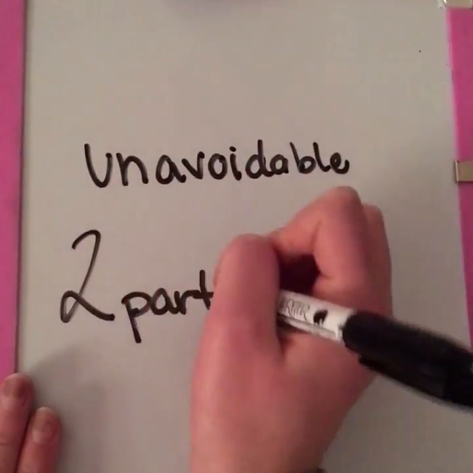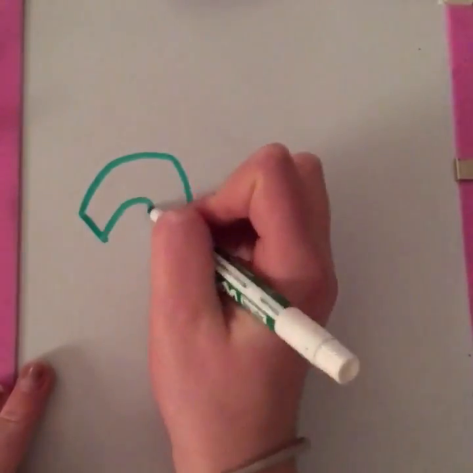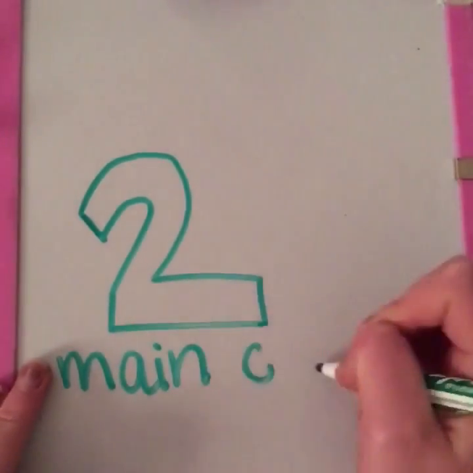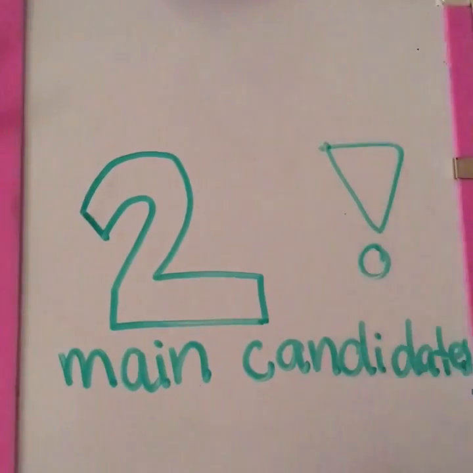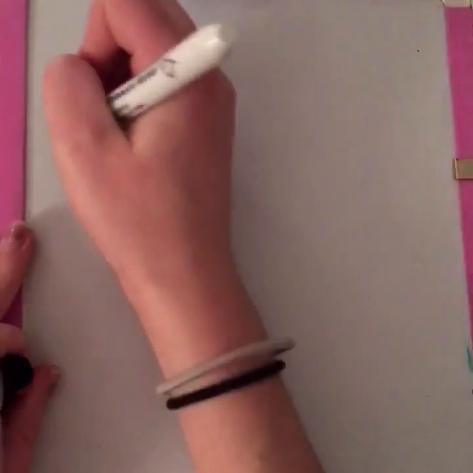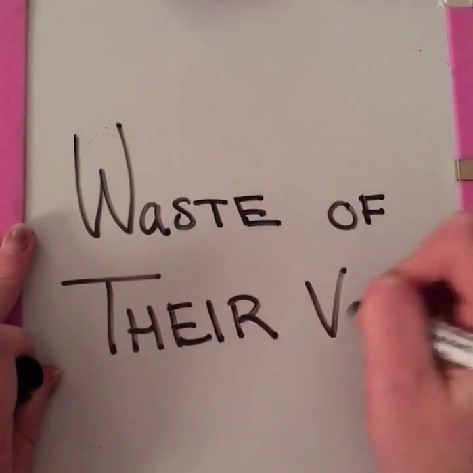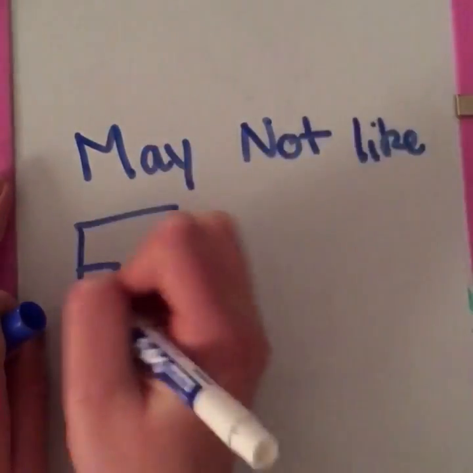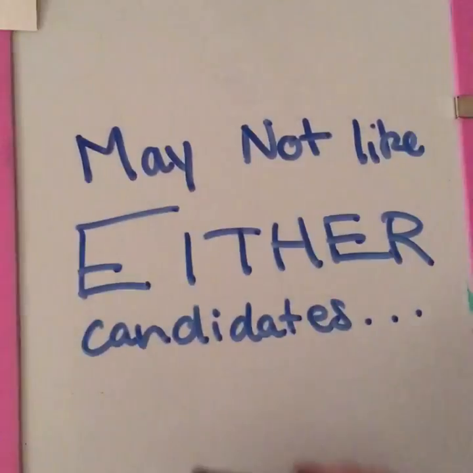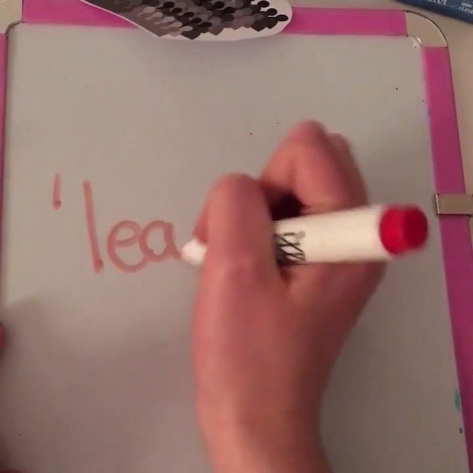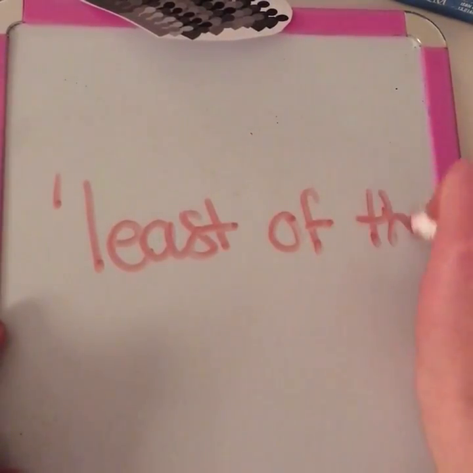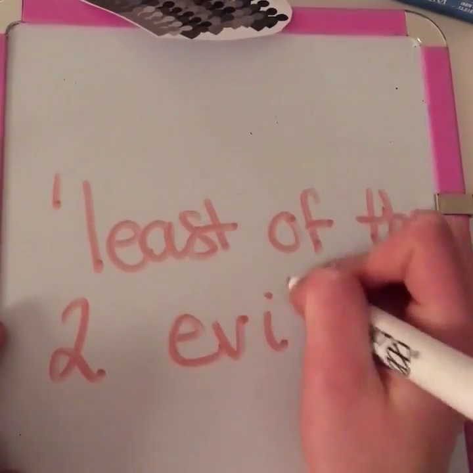There's another issue too. It's called the unavoidable two-party system. What is this? It's when voters start to notice that there's 2 main candidates running for office. And these are the 2 main candidates that most people are campaigning for. They may think voting for another candidate is just a waste of their vote. But here's the thing. Voters may not like either candidate very much. So what do they do then? Well, here's where the phrase, least of the 2 evils, comes into play. This is when voters vote for the candidate they'd rather have win.